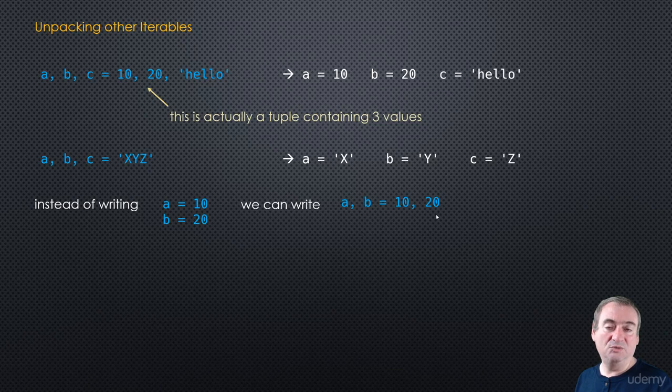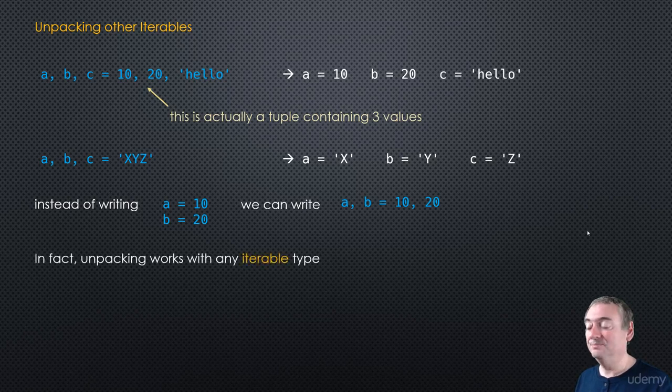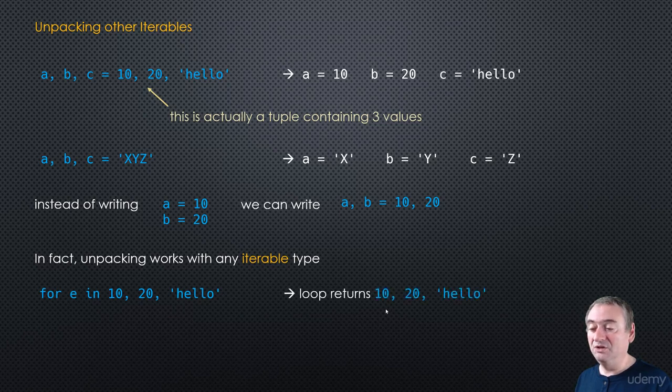Something like this is easy to read and understand, but if it starts getting a little more complicated, yeah, you might be better off splitting it over multiple lines. But it certainly works. And in fact, unpacking works with any iterable type. And to understand the relative positioning, just think of the for loop. If you were to iterate, let's say, this tuple here, for e in 10, 20, hello, well, your loop is going to return 10, then 20, then hello at each iteration.